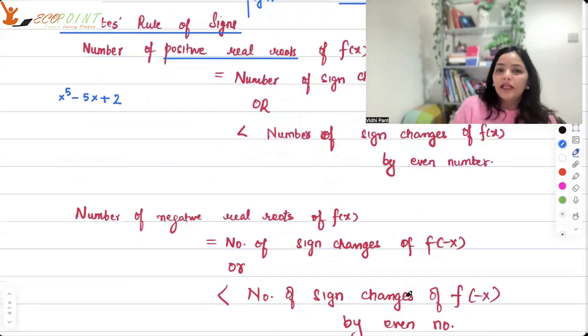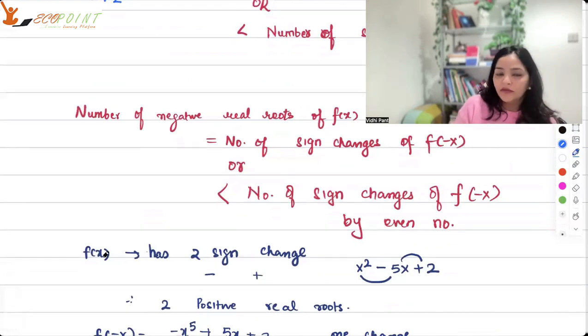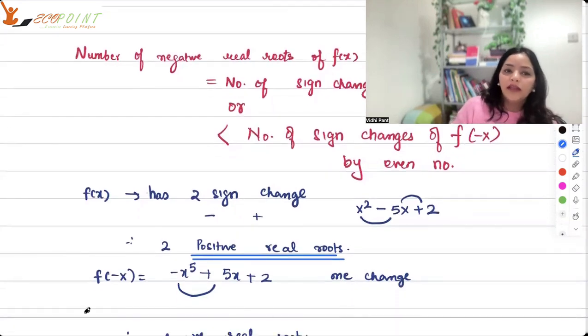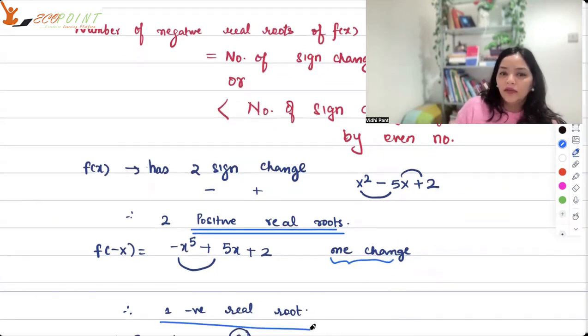The number of negative real roots, just like this, is equal to the number of sign changes of f(-x) or less than the number of sign changes of f(-x) by, again, an even number. Now, in our case, for positive roots, you are getting two sign changes. So we can say that you have two positive real roots. And if you look at f(-x), it turns into minus x to the power 5 plus 5x plus 2. So there is just one change, right? If there is just one change, then it is one negative real root.